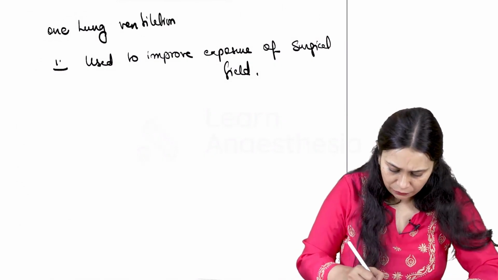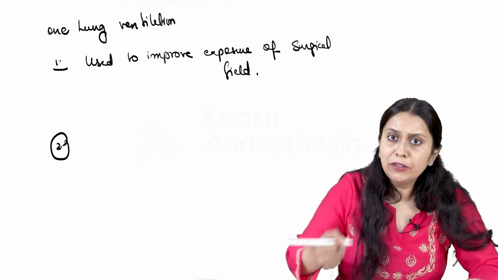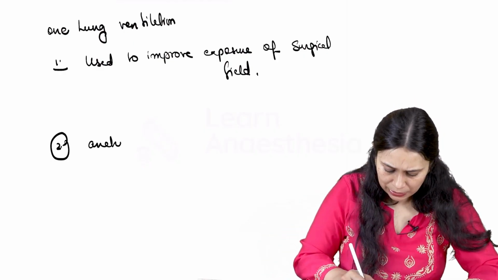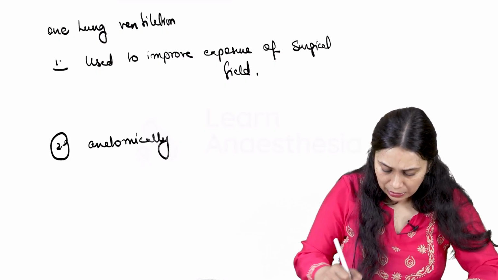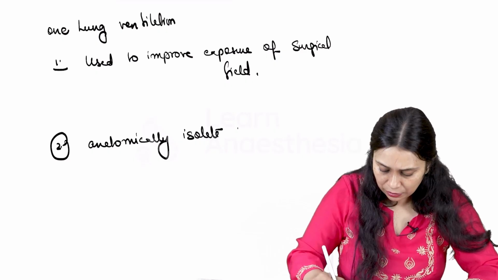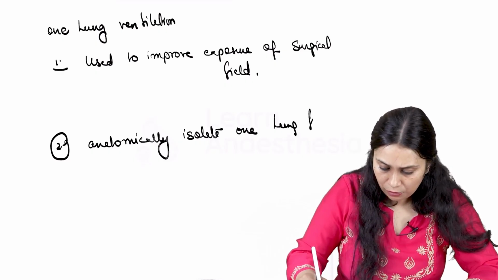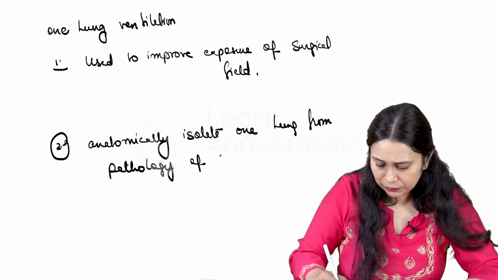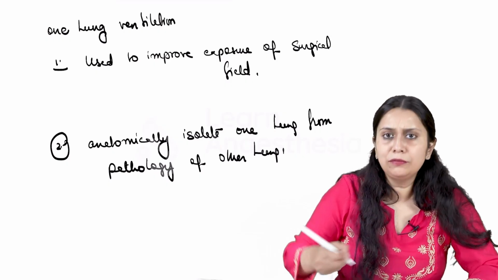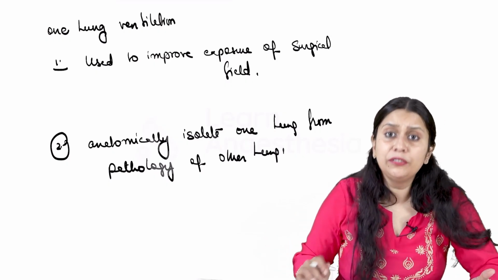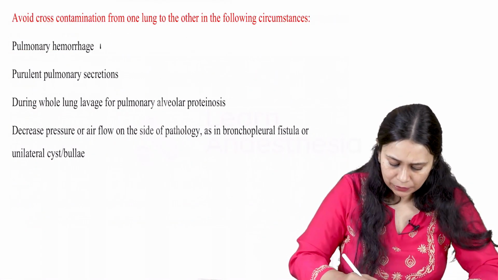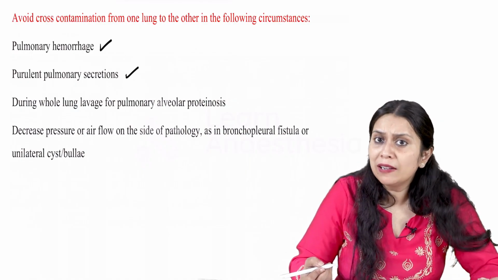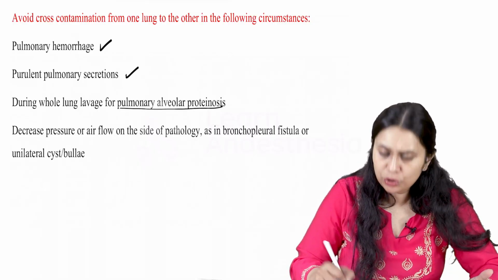And the other indication for practicing one lung ventilation is when we want to anatomically separate one lung from the pathology of the other lung. So to anatomically isolate one lung from pathology of other lung, right? So what reasons would come under this division? Hemorrhage happening in one lung, purulent secretion in the one lung, when we have to do a whole lung lavage in pulmonary alveolar proteinosis, etc.